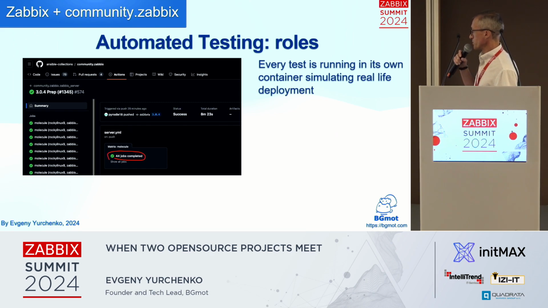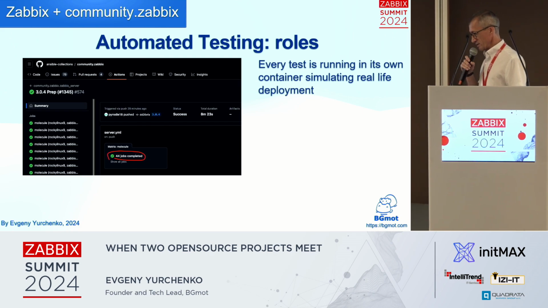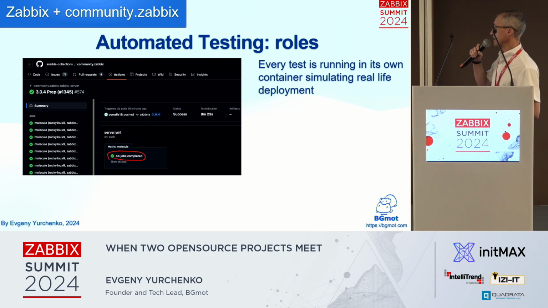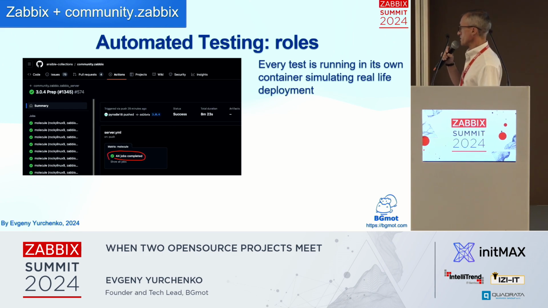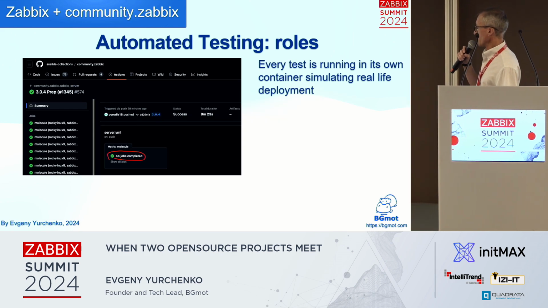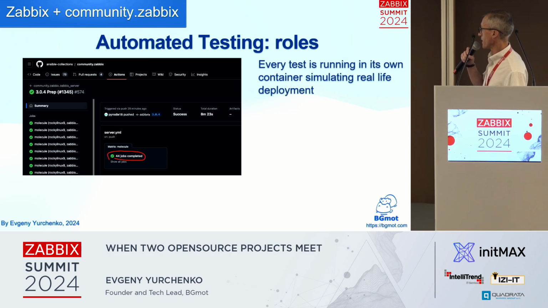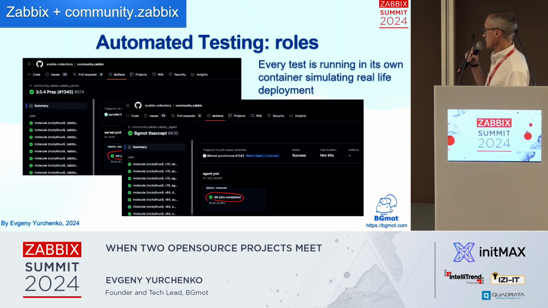Now roles, Zabbix deployment. For every combination of Zabbix version and operating system, we actually deploy separate containers. As you can see here, we have 44 jobs completed. It's all different containers for different combinations of operating system and Zabbix version. All of them must pass. Then, for example, for Zabbix agent, we already have 96 jobs because Zabbix agent is installed on more operating system versions than Zabbix server.